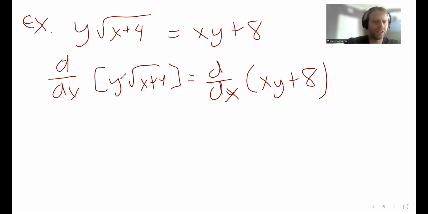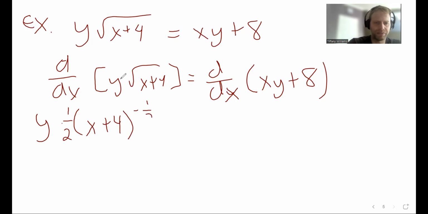It's going to be the first, which is y, times the derivative of the square root of x plus 4. For that you use a chain rule because you have an expression being raised to a power. So you start with that square root, which is a power of 1/2, so the 1/2 comes in front, times x plus 4 raised to the negative 1/2. Then, times the derivative of x plus 4, which is 1.